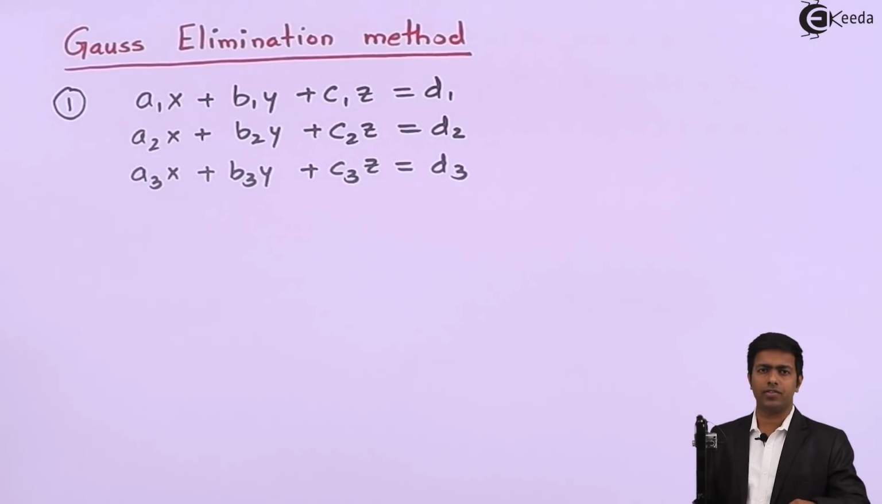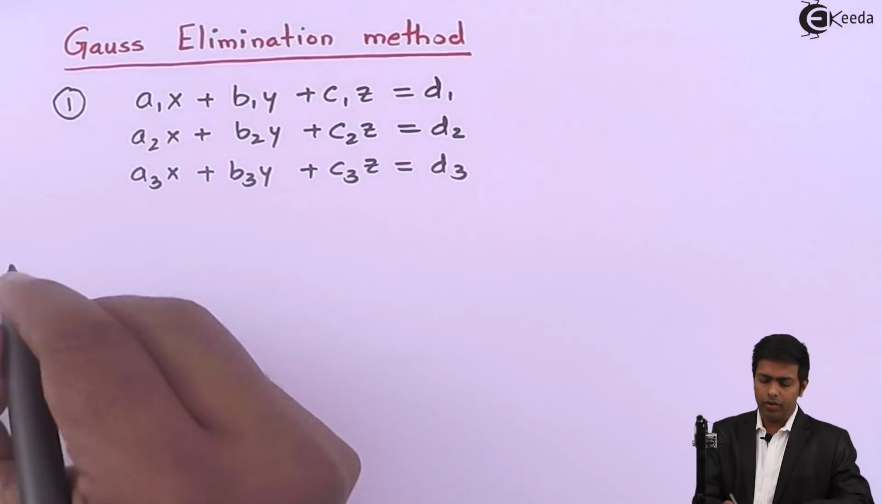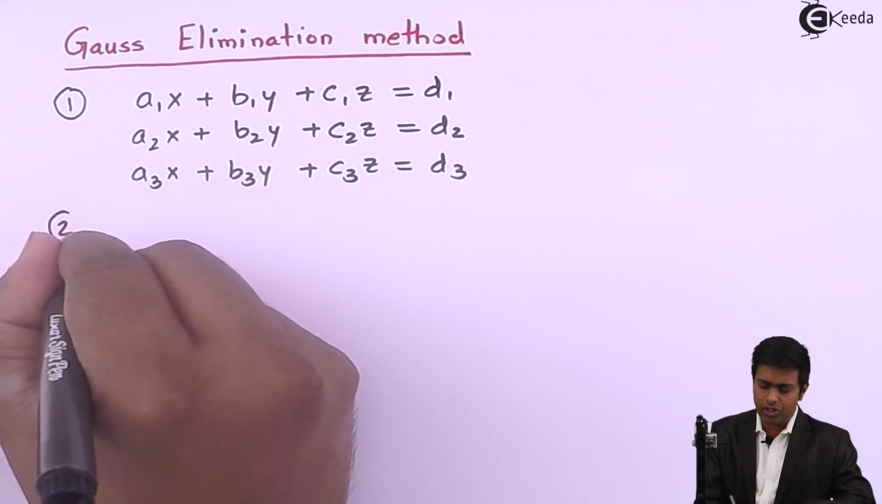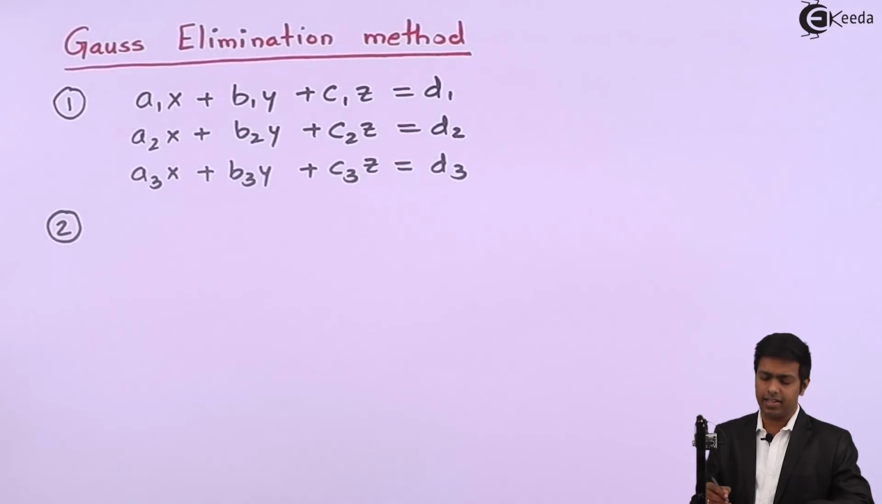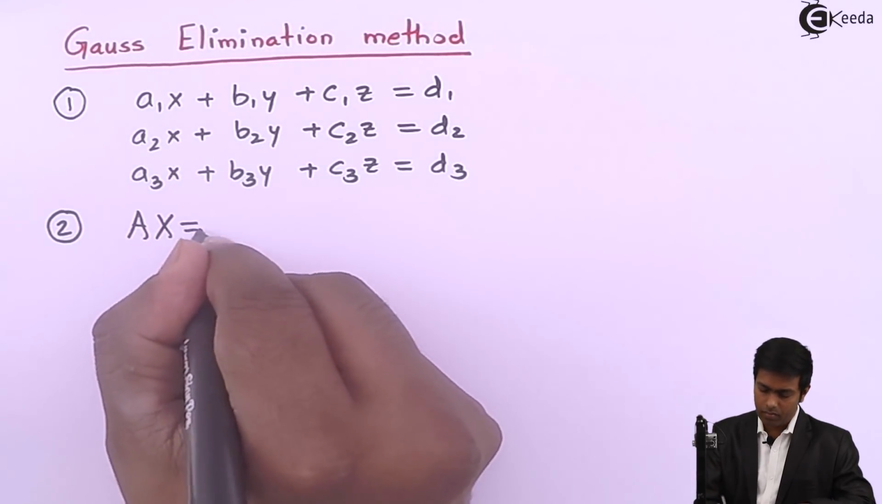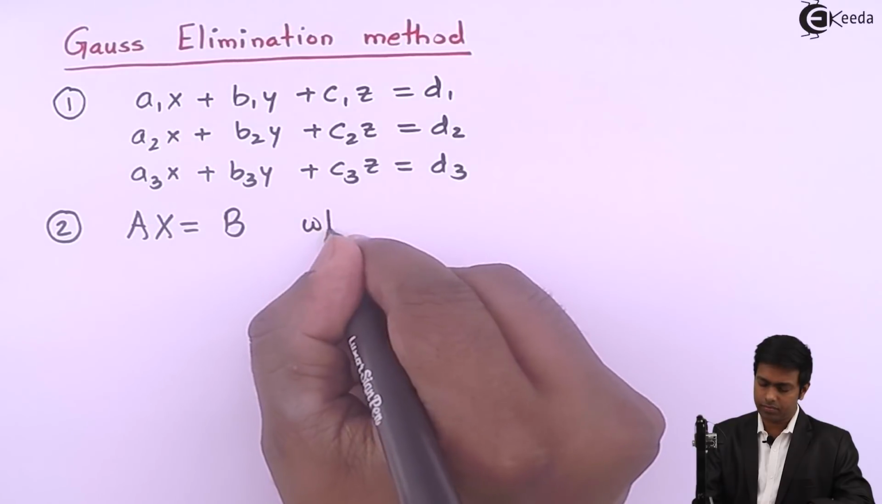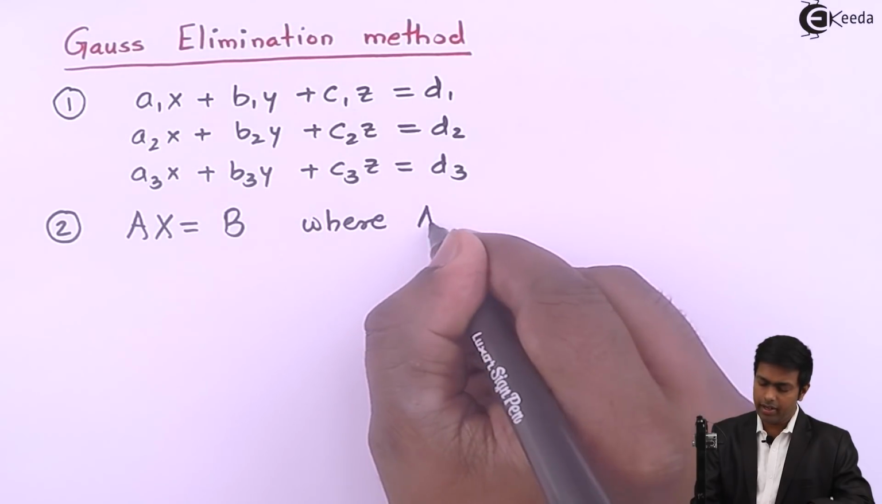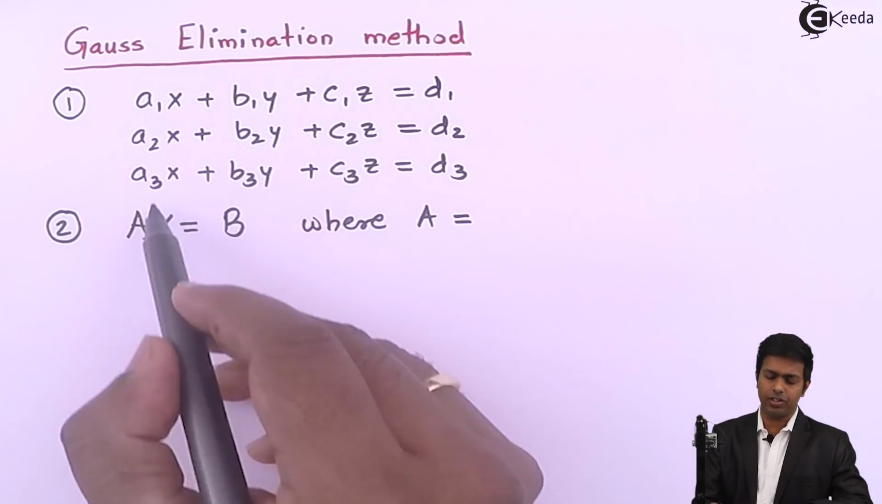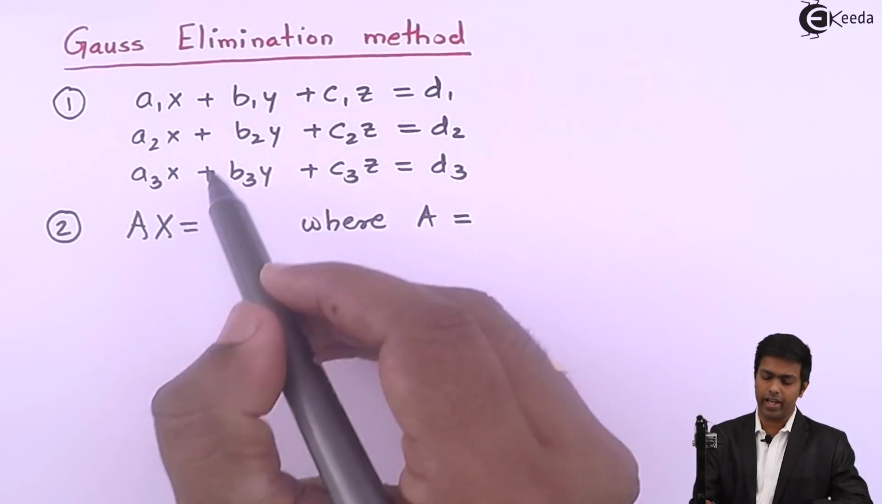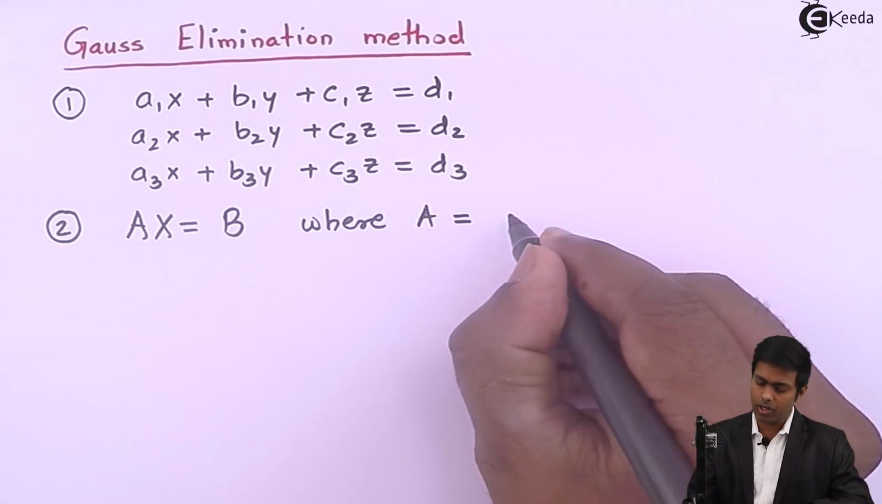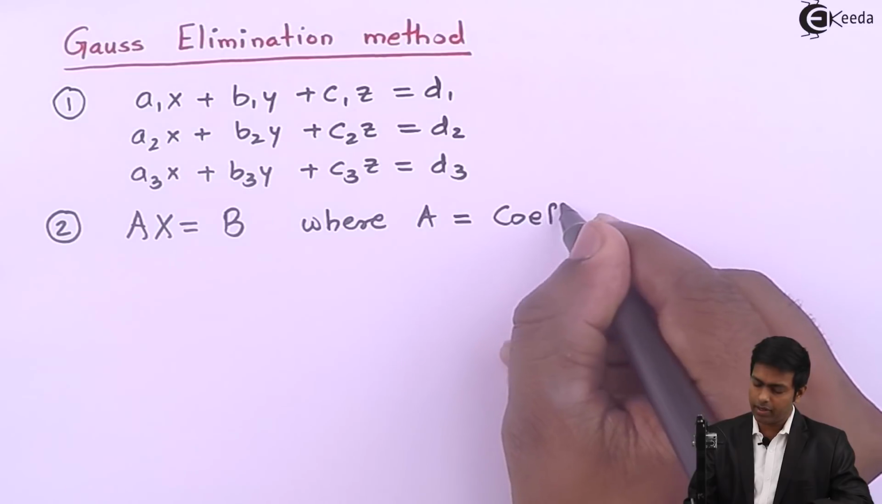Now what is the matrix form? For that we have to convert these given equations into the form Ax equal to b, where A is a matrix of coefficients, so all the coefficients of x, y and z will come here. So I will say coefficient matrix.